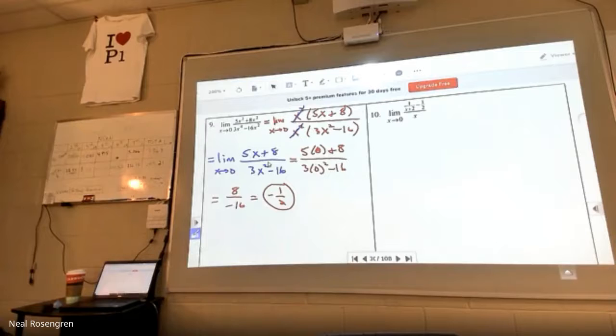Again, 10 is one you can skip if you want, but it's a fun challenge. The good news is that it does have a limit. That's always nice. Because you would get 0 over 0 if you plugged in 0. And it's not too bad. You just create common denominators, put them together. Just got to be careful because you're subtracting.